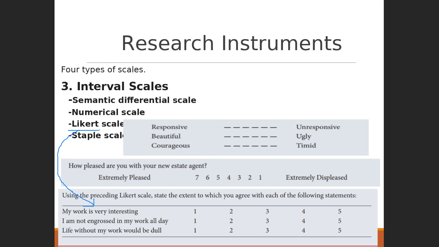Like in this particular example, one stands for strongly disagree, two stands for disagree, three stands for neutral, four stands for agree, and five stands for strongly agree. See that the distance between the categories is the same and you can calculate the mean. So this is the Likert scale, and the Likert scale is the most commonly used scale in business research. Okay.